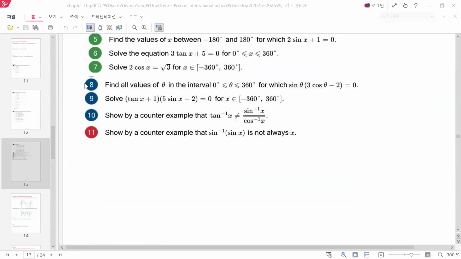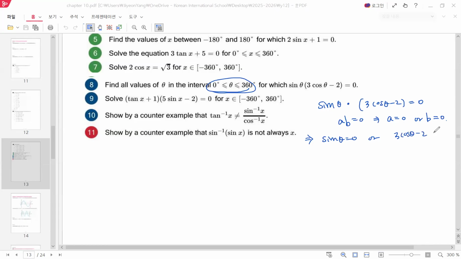Let's solve this question. Question number 8. Find all values of theta in the interval of 1 full turn in the positive direction for which sine theta times (3 cosine theta minus 2) equals 0. Firstly, students, please bring back your memory. If A times B equals 0, it means that either A equals 0 or B equals 0, right? So it means that either sine theta equals 0 or 3 cosine theta minus 2 equals 0.